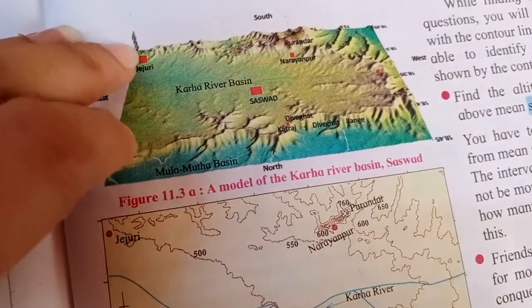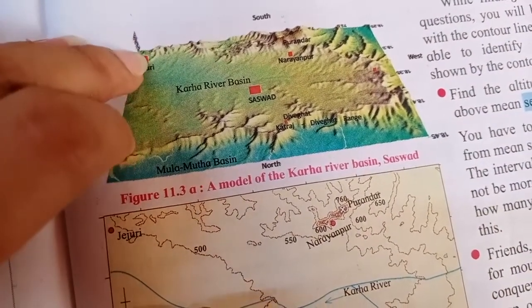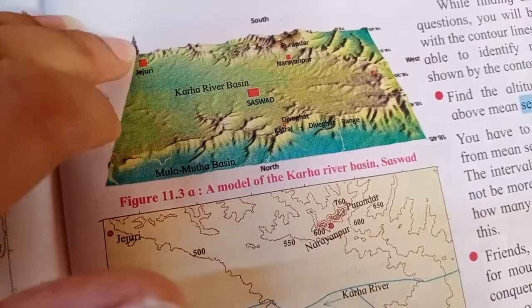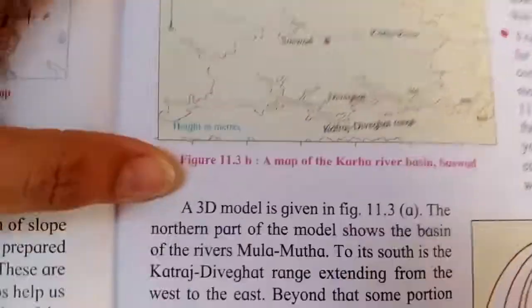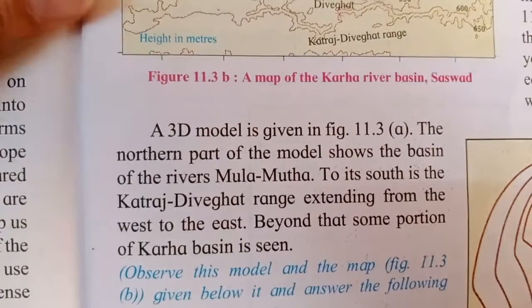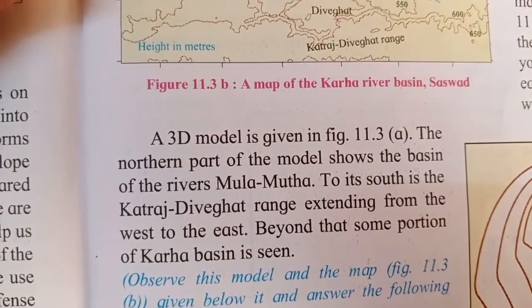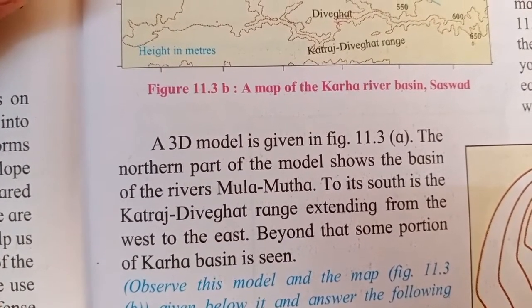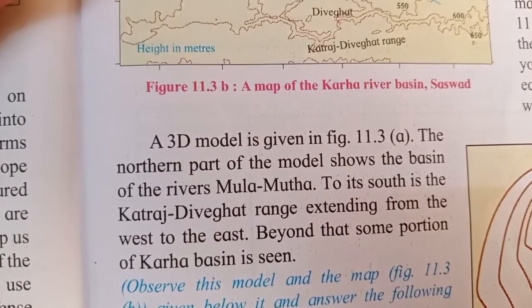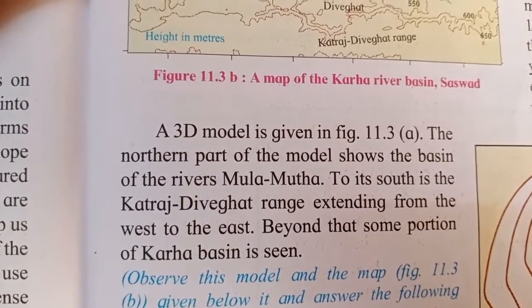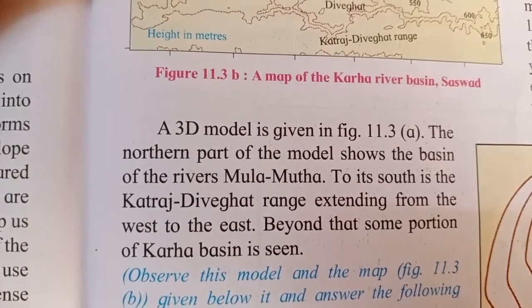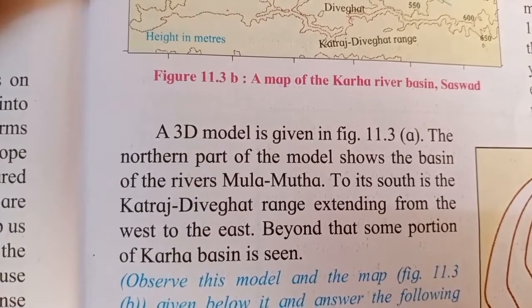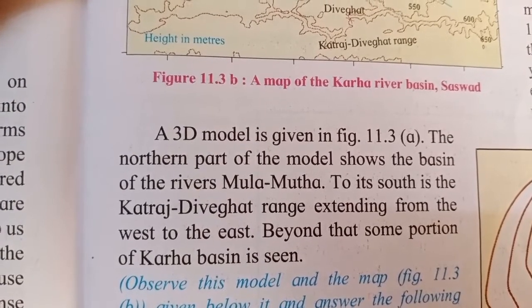Here it is Jejuri they have shown, maybe with a mountain or a flag. So this is a model of the northern part, showing the basin of the river Mula Mutha. To its south is the Kathraj Devgarh range extending from the west to the east. Beyond that, some portion of the Karha basin is seen.